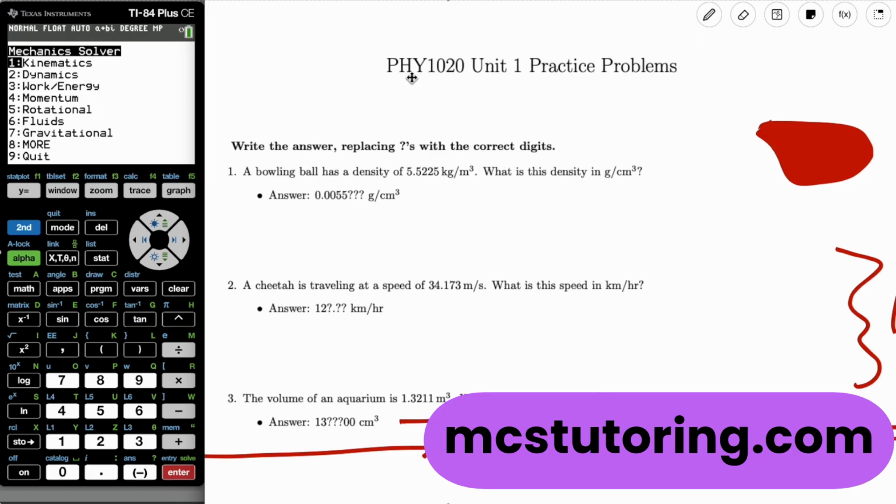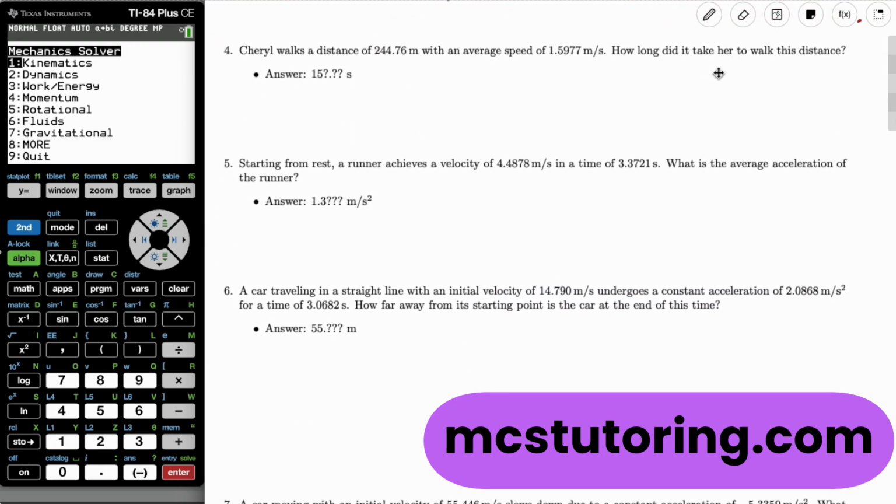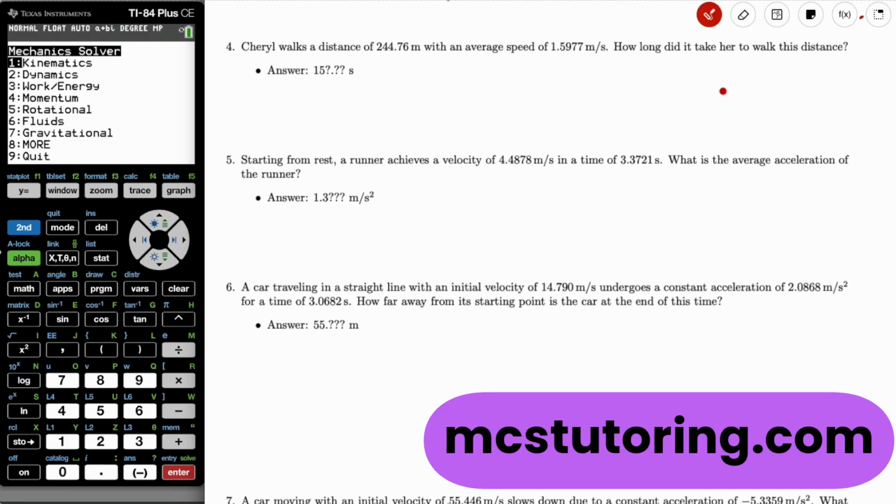We're going to go over some physics mechanics. This is Physics 1020, Unit 1 practice problems. So if anybody is taking that class, hey, this might help. We're just going to do a few of these right now, starting with this one.